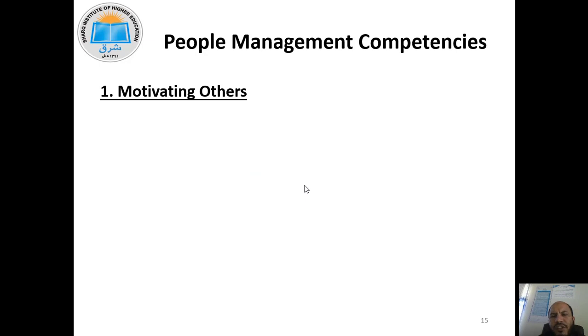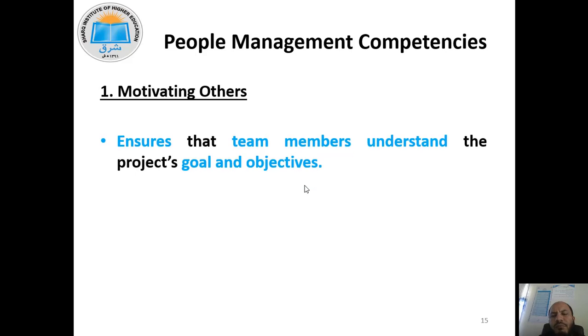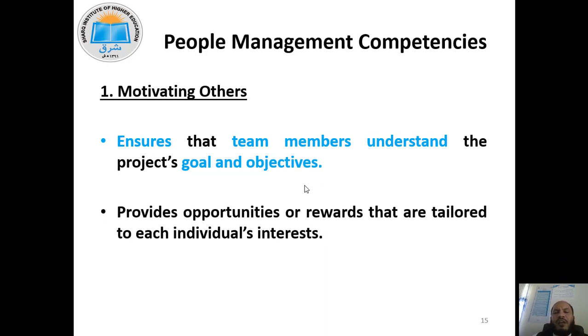The project manager should have motivation skills. He should motivate the team members. He should make sure the team members know the project goals and objectives. He should direct and guide the team members. The project manager will provide opportunities or rewards that are tailored to each individual's interest. So if someone achieved the goals of the organization, it is the project manager's skill to motivate and reward them.